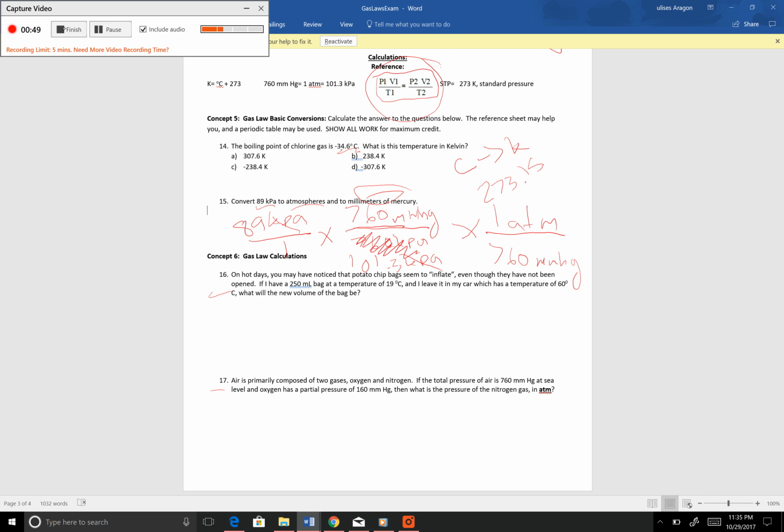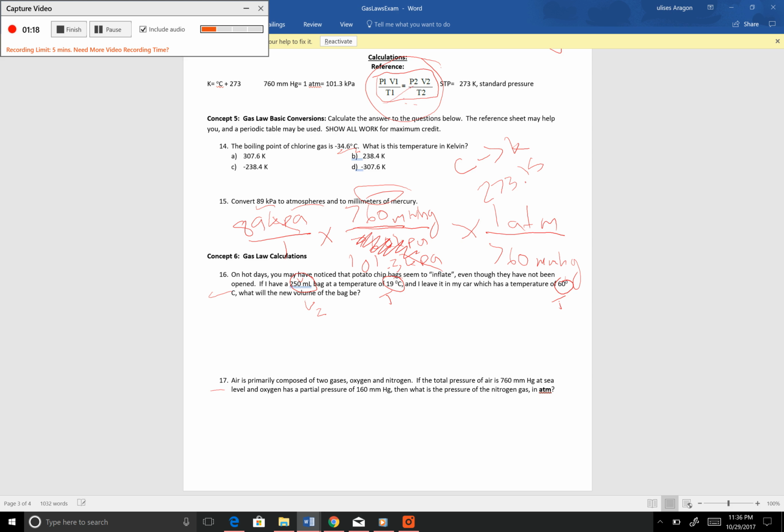Okay, on hot days, you have noticed that potato chips seem to inflate even though they have not been opened. If you have a 250 milliliter bag, which is volume, at a temperature of 19 degrees Celsius, hey, that's T, and I leave it in my car, which has a temperature of 60 degrees Celsius, hey, that's also temperature, what will the new volume be? So we're trying to figure out V2.